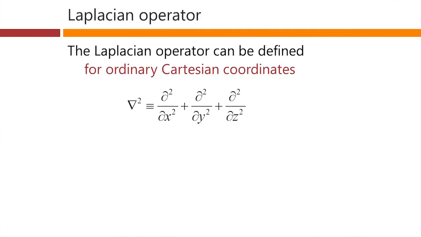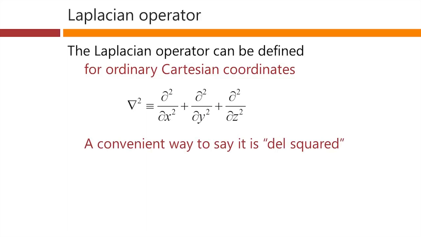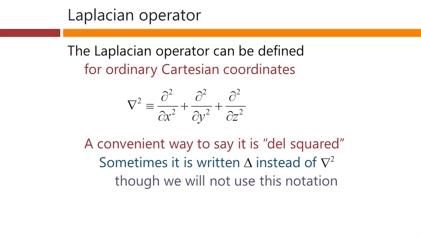It can be defined for ordinary Cartesian coordinates as the sum of the three spatial second derivatives, partial d2 by dx squared plus partial d2 by dy squared plus partial d2 by dz squared. A convenient way to say the Laplacian operator is del squared. Sometimes it's written just with this character here instead of the del squared version I've written here, though I am not going to use that notation.